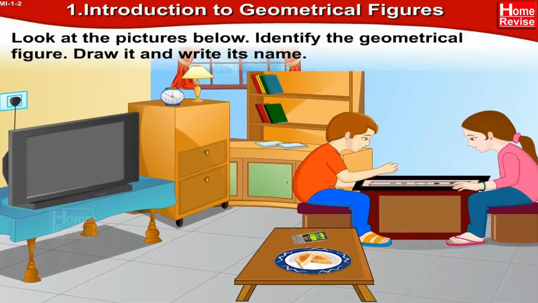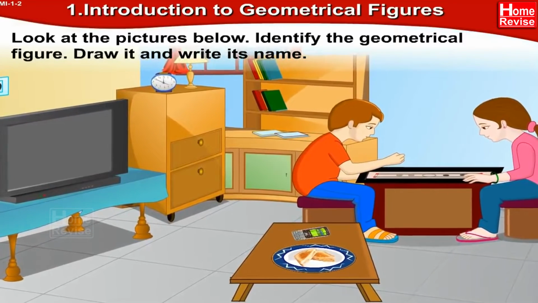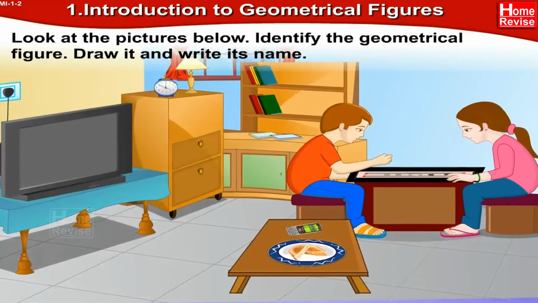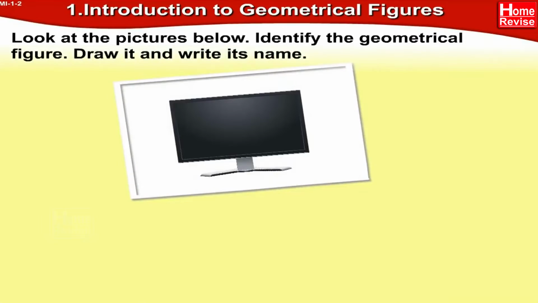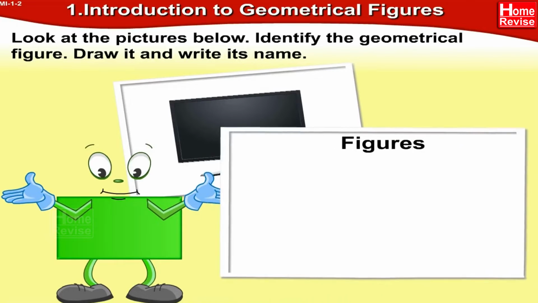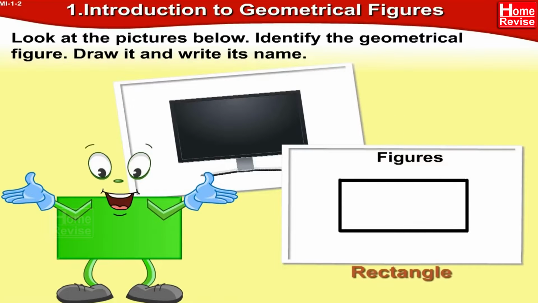Look at the pictures below. Identify the geometrical figure. Draw it and write its name. Now this is a picture of a TV. If you notice the TV, the figure of the TV is like a rectangle. Let us draw a rectangle over here. So the name of the figure is rectangle.